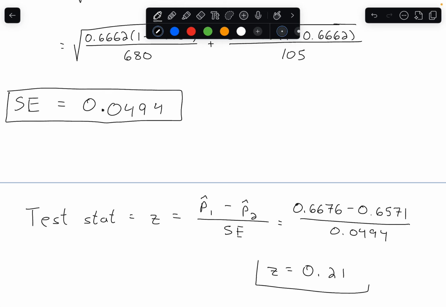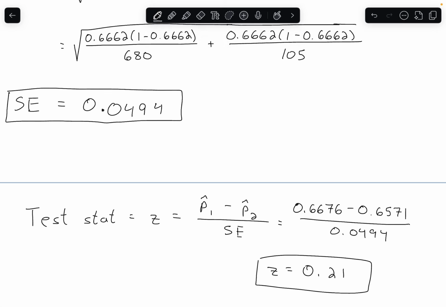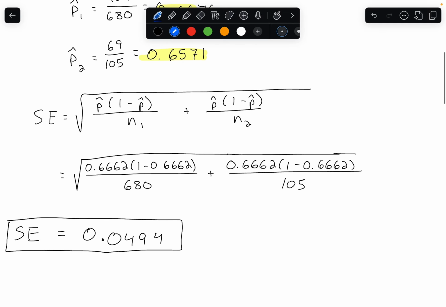So this is my test statistic, and I want to point out right now that the reason why we don't want to round in the middle of these problems is if I had rounded, let's say, at this step right here, then that means that when I plug this in, when I take the square root, the actual standard error itself is going to be a little bit off due to the rounding that we did.